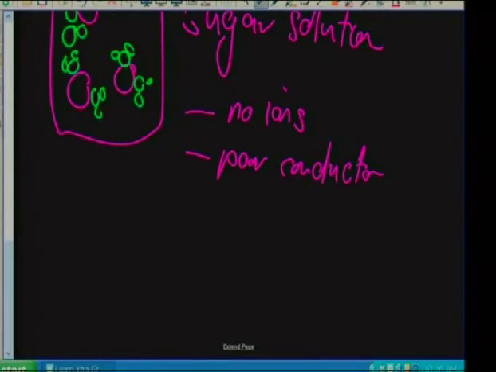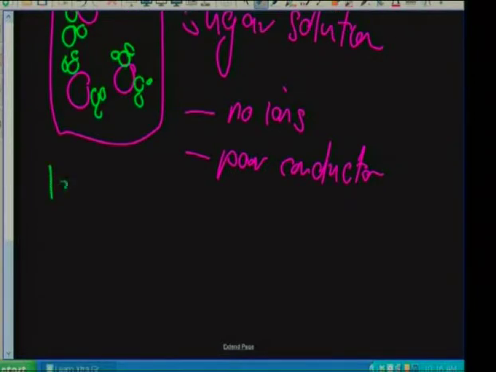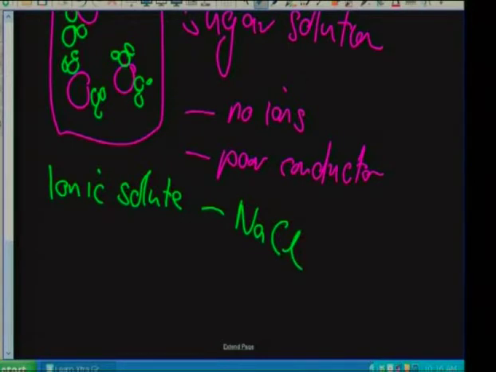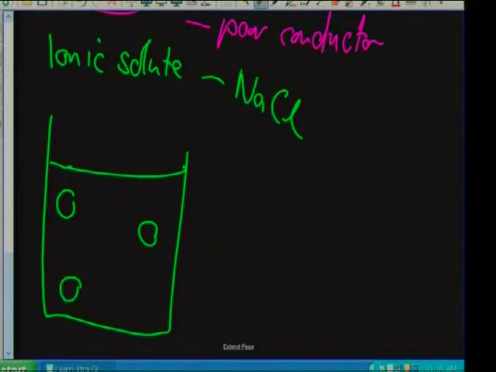Now, what's different about a substance that's ionic? So if we take an ionic solute, something like sodium chloride, simple salt, and we put that into water. Now look what the picture looks like. It looks a little different. We've got positive ions and we've got negative ions, the same number, and they are swimming around in the water and they are surrounded by water. So they are surrounded, they are hydrated.